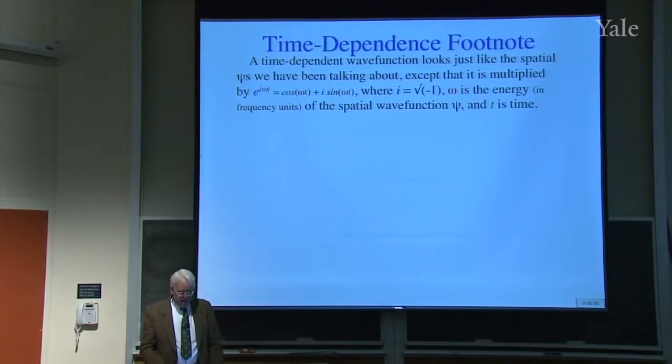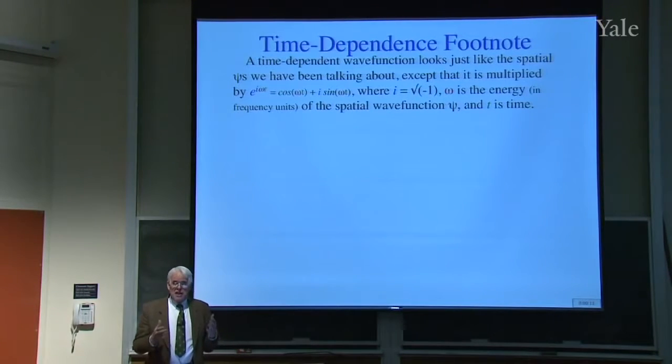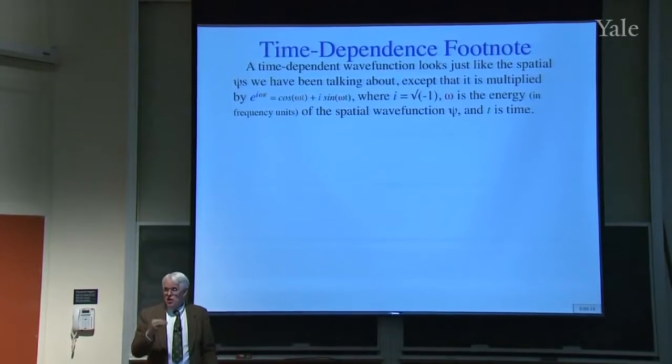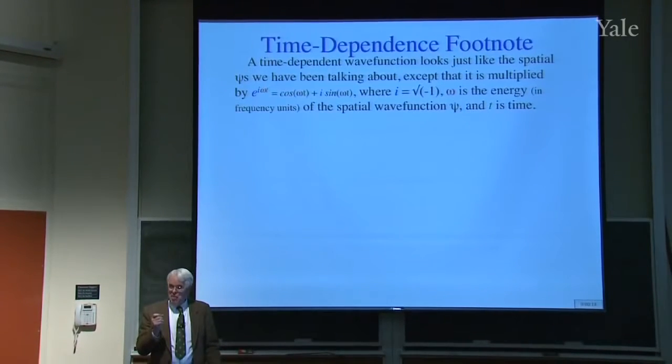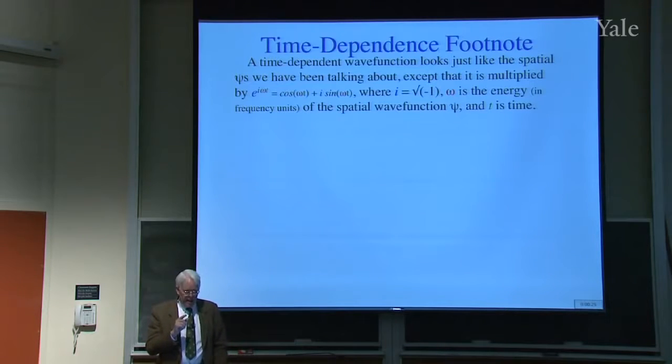A time-dependent wave function looks just like the size we've been talking about, functions of position, right? Except that it's also got something to do with time, obviously. It's multiplied by e to the I omega t. And you know, e to the ix is cos x plus I sine x. Have you done that? I think you may have seen that.